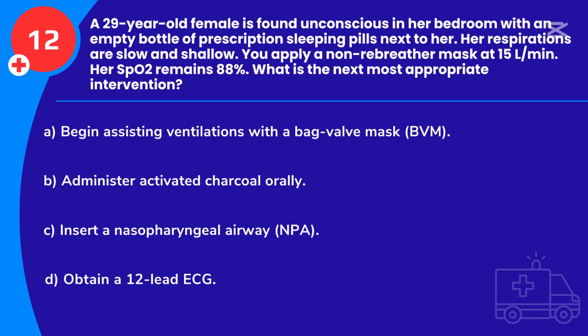Question 12. A 29-year-old female is found unconscious in her bedroom with an empty bottle of prescription sleeping pills next to her. Her respirations are slow and shallow. You apply a non-rebreather mask at 15 liters per minute. Her SpO2 remains 88%. What is the next most appropriate intervention? A. Begin assisting ventilations with a bag valve mask, BVM. B. Administer activated charcoal orally. C. Insert a nasopharyngeal airway, NPA. D. Obtain a 12-lead ECG.